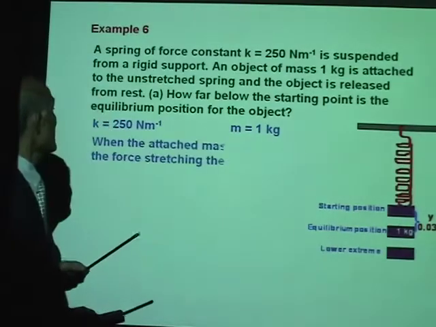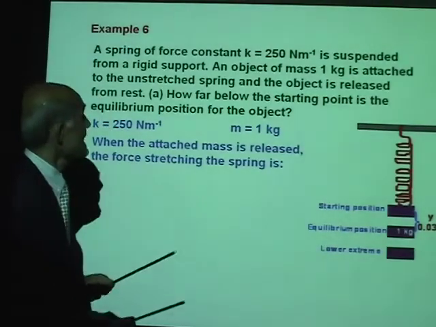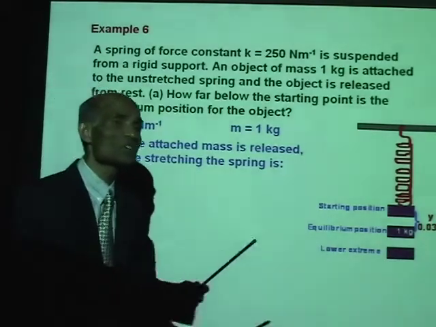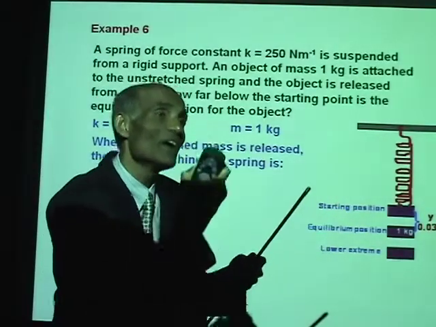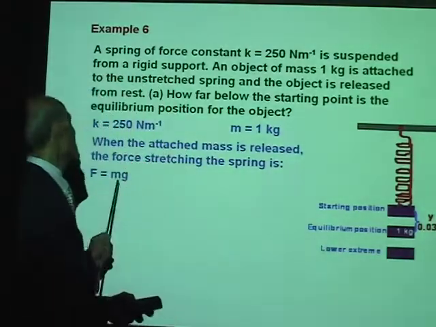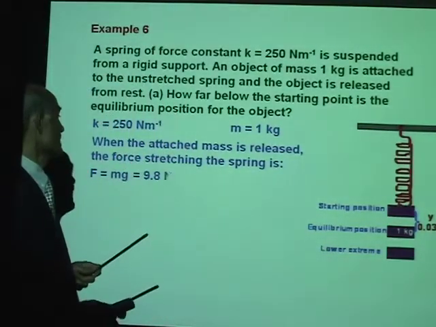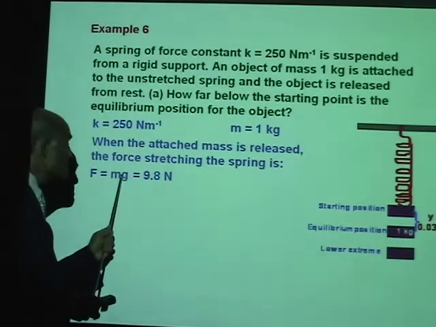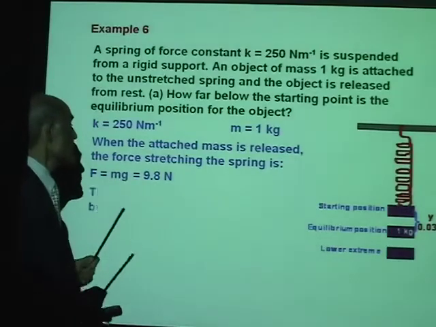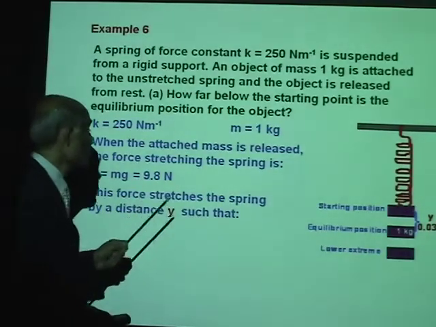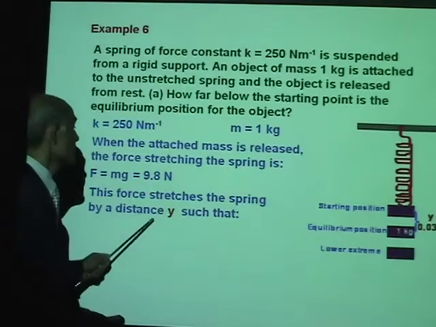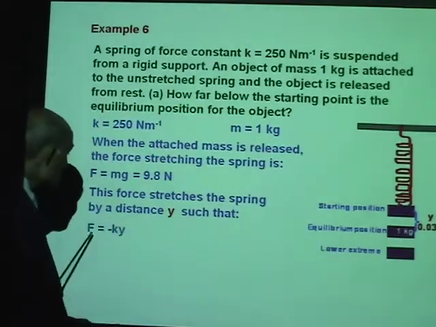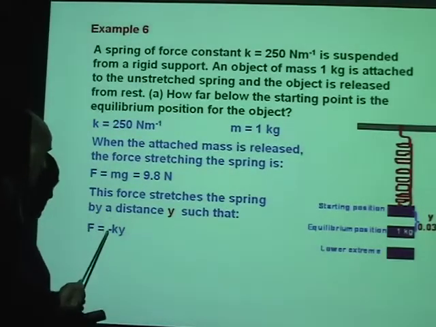Okay. K value of the spring is 250 Newton per meter. Mass is 1 kilogram. When the attached mass is released, what is the force stretching the spring? F equal to mg is the weight of the object, and that is equal to 9.8 Newton, because m is 1 kilogram and g is 9.8. Now, this force stretches the spring by a distance y, such that F equal to ky. We don't need the negative sign.